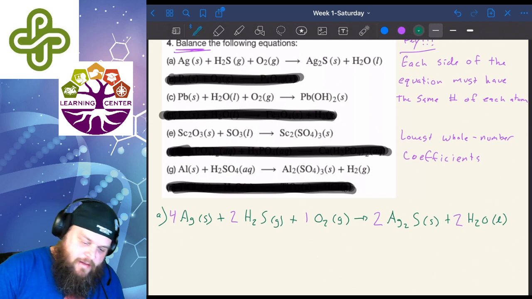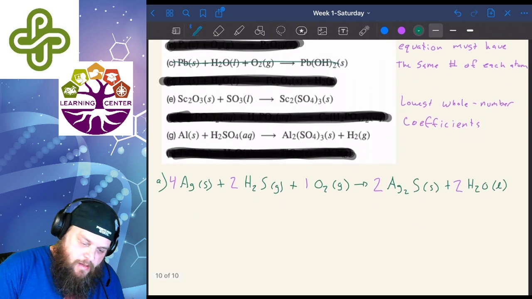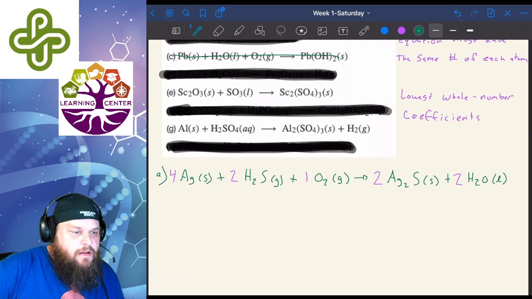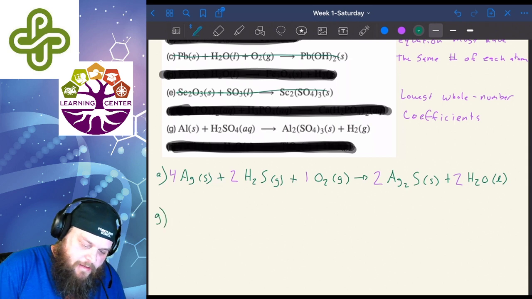I'm going to skip part C and go to part E. And we'll end it after that one. Which one was? Let's go down to part G. Part G was a little trickier. So I'm going to cover that.